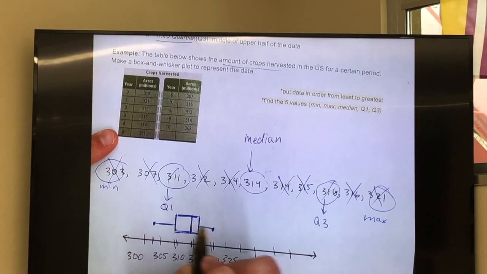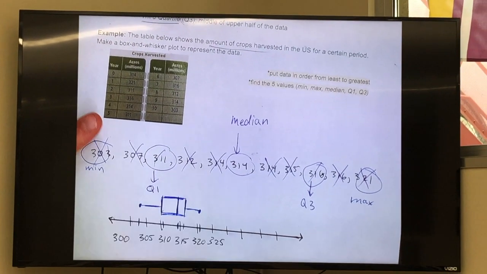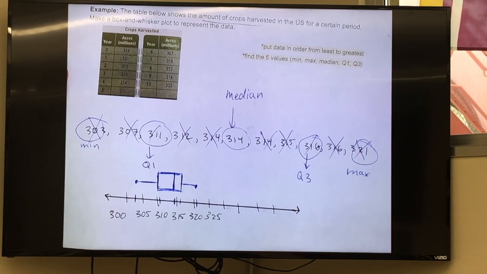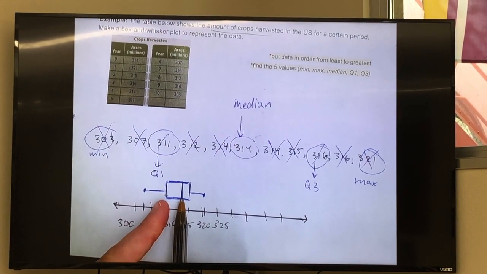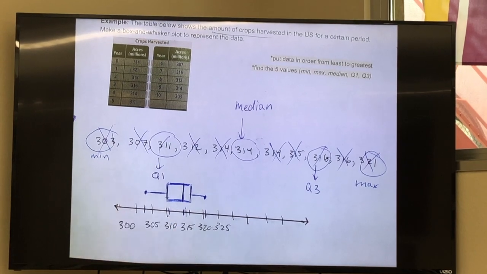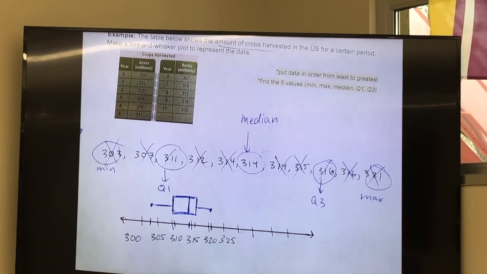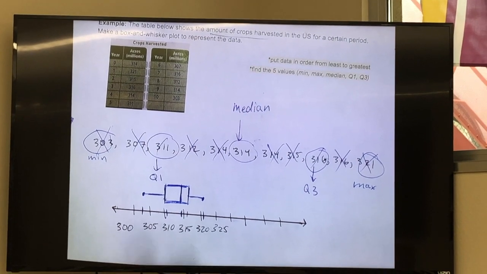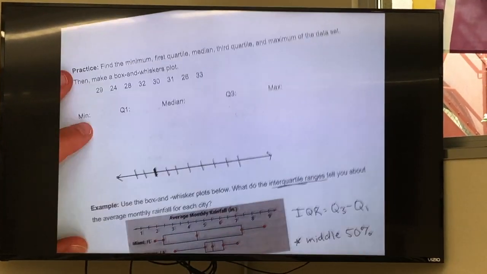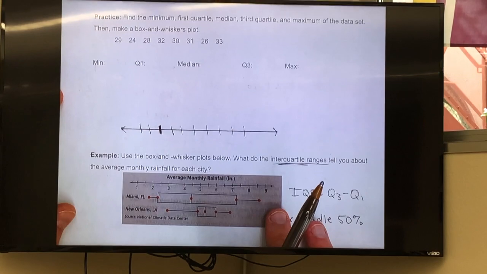And then you connect them to make your box, and here's your whiskers. So this tells me this is the first 20%, second 20%, first 50%, right? It's a good way to break up the data into the different spreads of the data. All right, you have your practice problem on the back. Go ahead and practice that now.